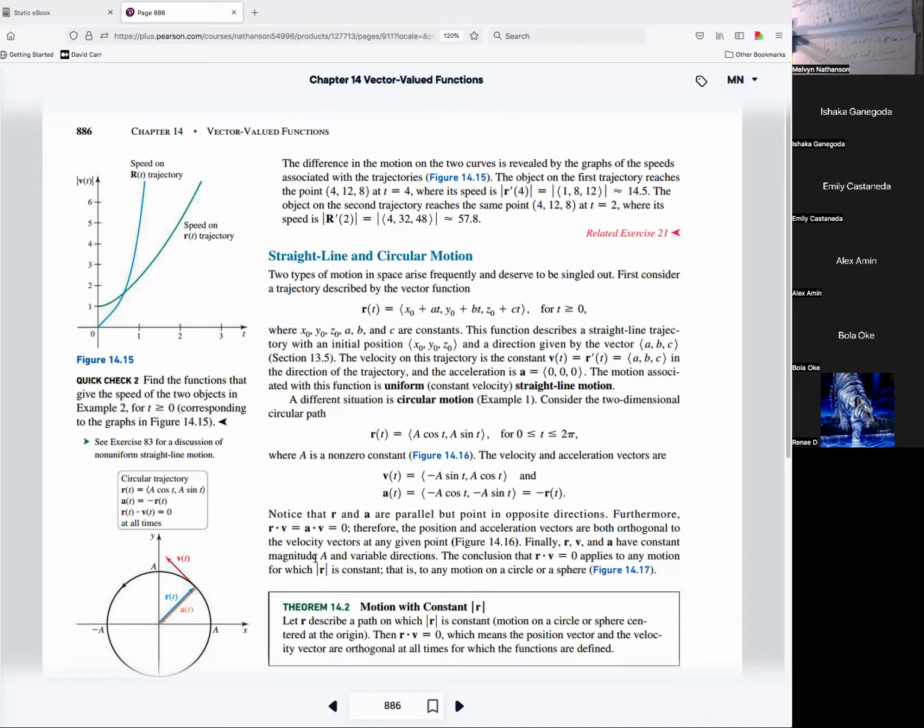So position r and acceleration a are parallel but in opposite directions. And the dot product of the velocity with both the position and the acceleration is 0. So when something is moving in circular motion, its velocity is always perpendicular to the position vector.